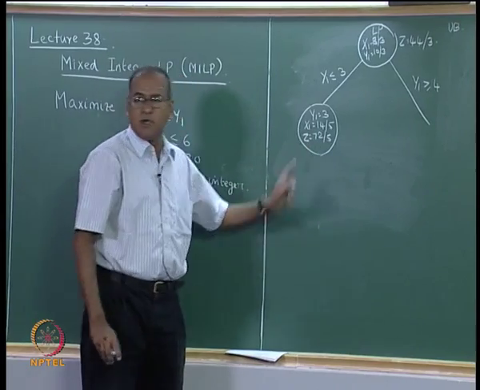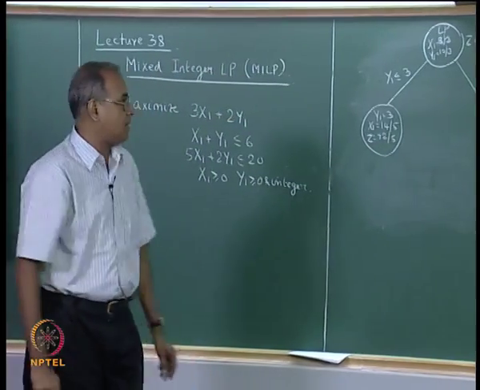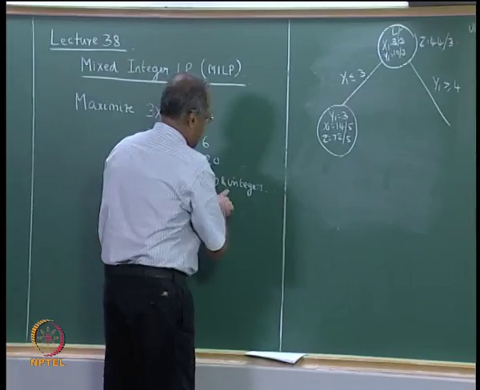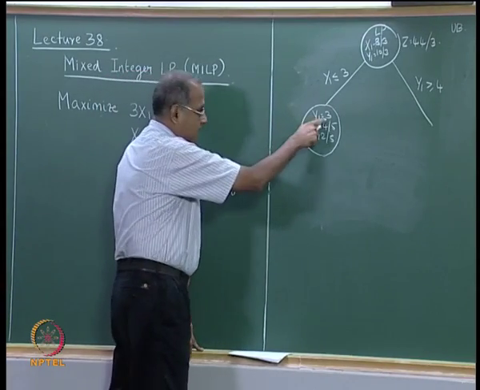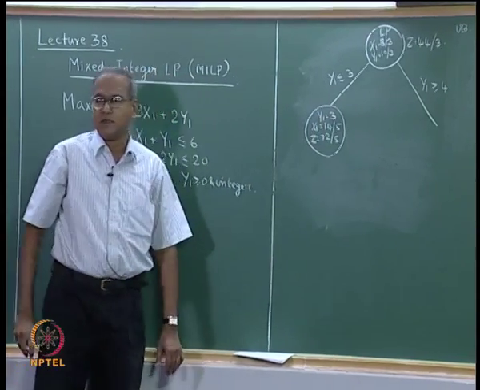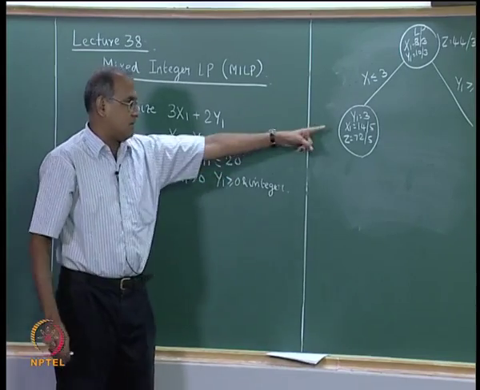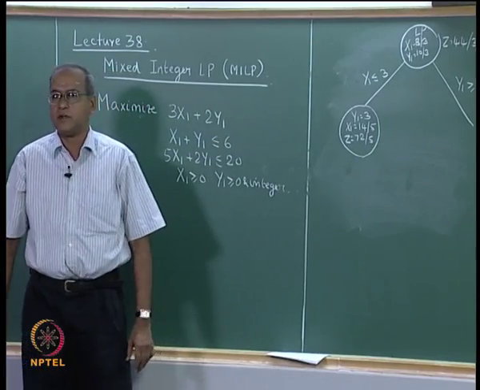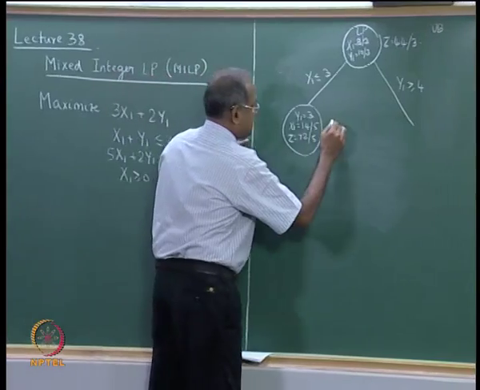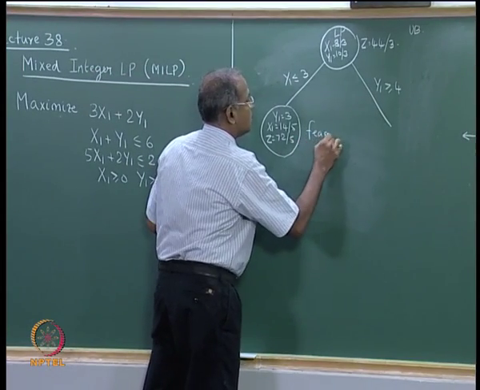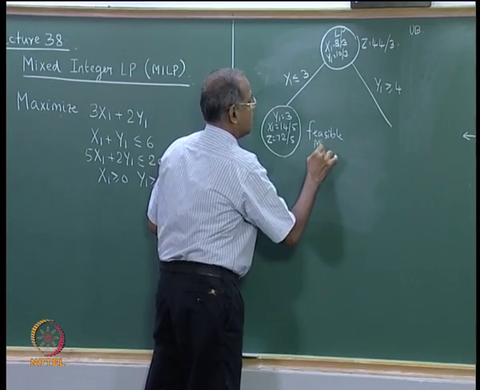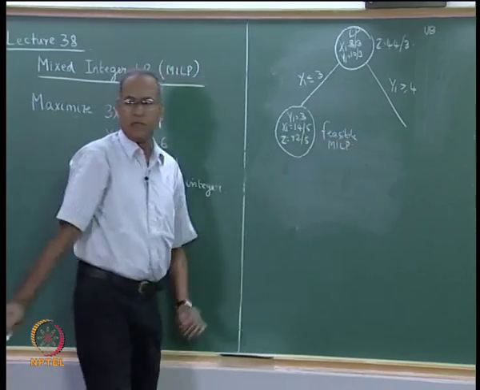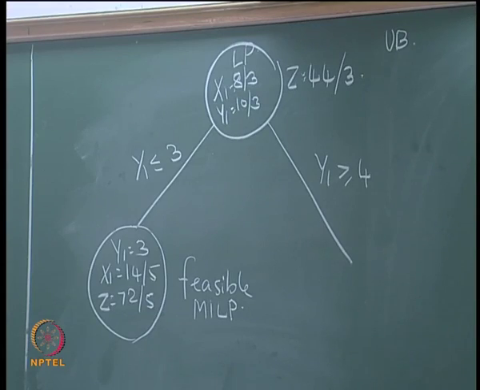Now, this is feasible to the MILP because the variable y1, which should take an integer value, is right now taking an integer value with y1 equal to 3. So, x1 is continuous, 14 by 5, z equal to 72 by 5. So, this node gives us a feasible solution to the MILP. So, we fathom this node by feasibility because we have obtained a feasible solution to the problem.